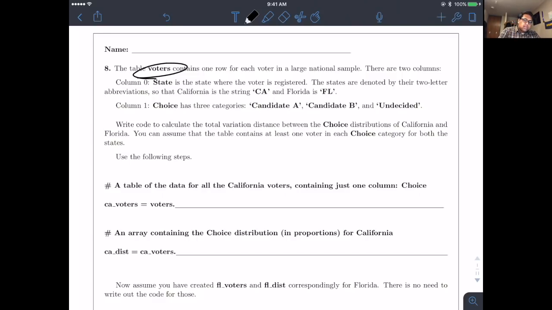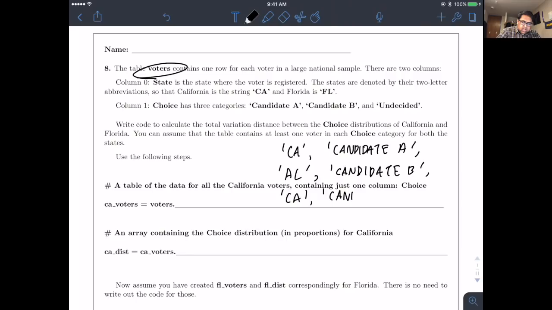So each row will look something like CA, candidate A. And then maybe like Alabama, candidate B. I'm not American.